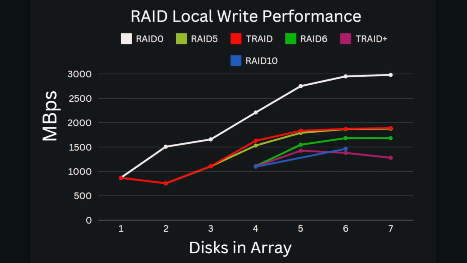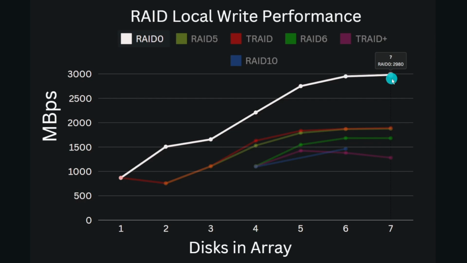So starting with write performance, running a local FIO test on RAID 0, 5, 6, and the associated TRAID and TRAID Plus arrays with every possible configuration of up to 7 disks, because one disk was used for the system disk and wasn't included, we can see that RAID 0 performance started at about 868 megabytes per second, consistent with the lane limitations on each card. It then increases up to about 3000 megabytes per second at 6 disks, and then it kind of flattens off.